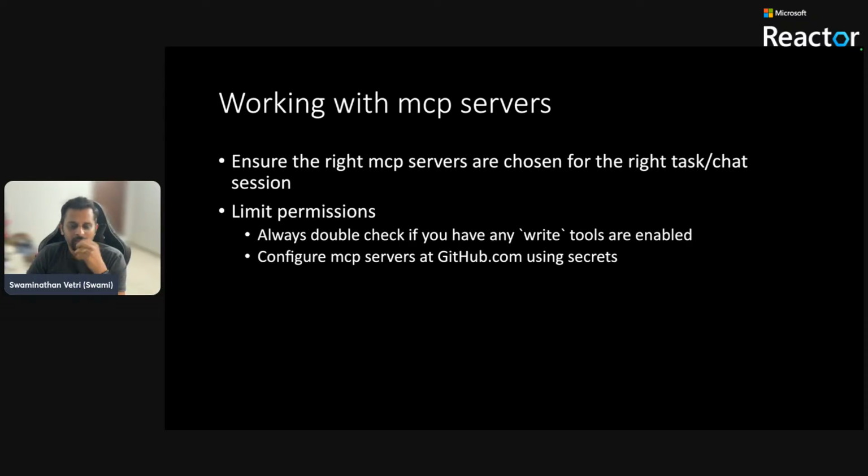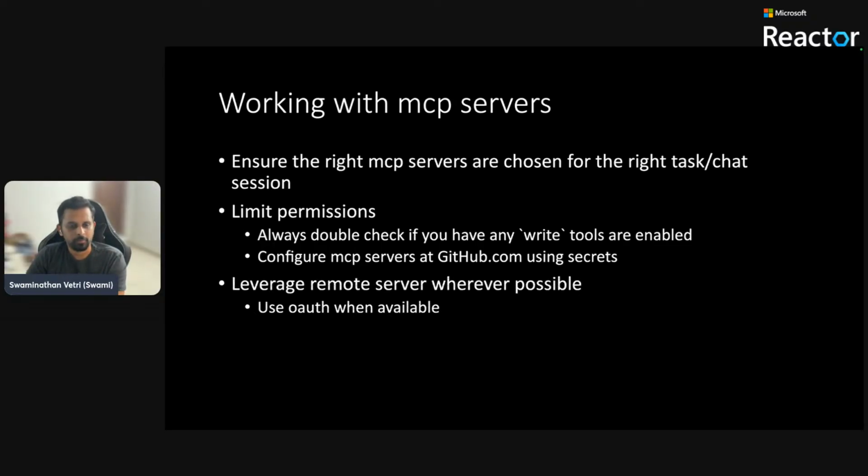All right. And whenever you are configuring MCP servers at the github.com website, use the secrets. You can use the copilot_MCP underscore prefix and then provide the secrets so that you won't end up committing the secrets of the MCP servers into your GitHub repository. Right. And as much as possible, leverage the remote server and use OAuth whenever available. If OAuth is not there, then we can look at PAT tokens and other keys.